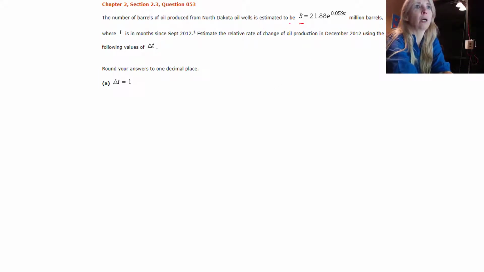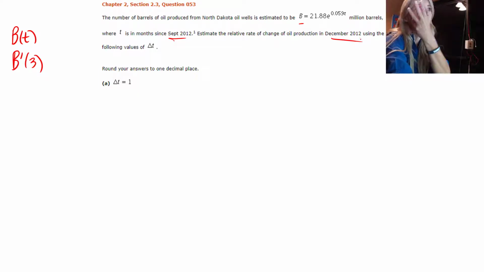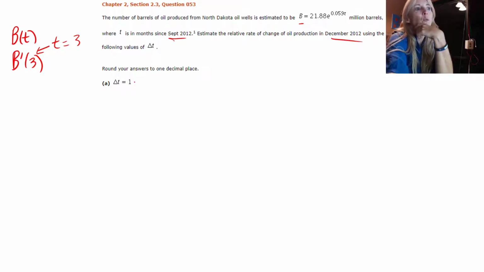Basically, they are asking me to find, up here, so let's call this barrels B of T, and they're asking me to find B prime of 3. How did I get 3? September, October, November, December, three. So in other words, T is 3. Change of T equals 1. That's the same as h.